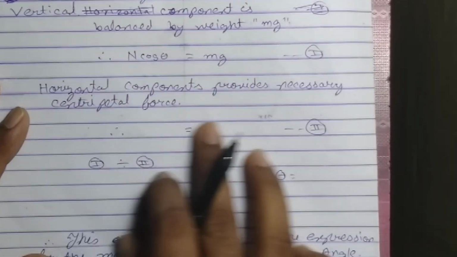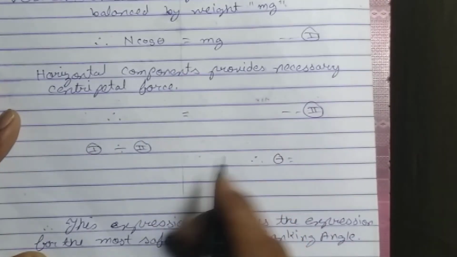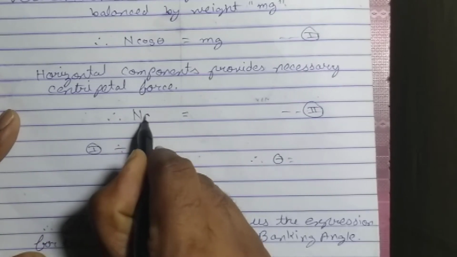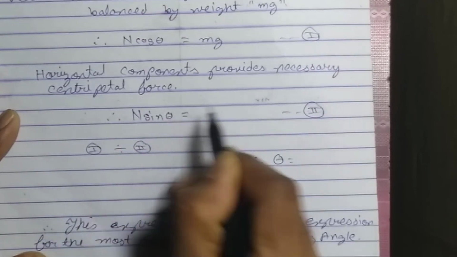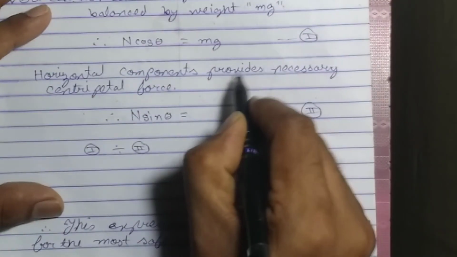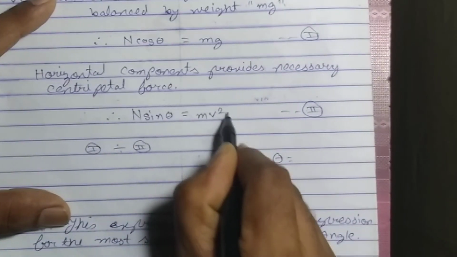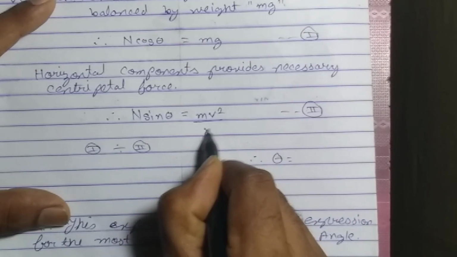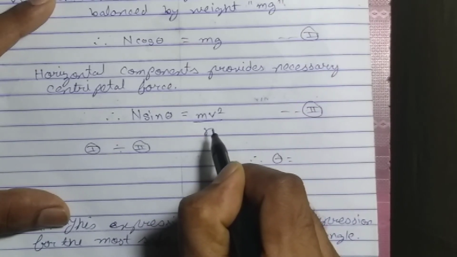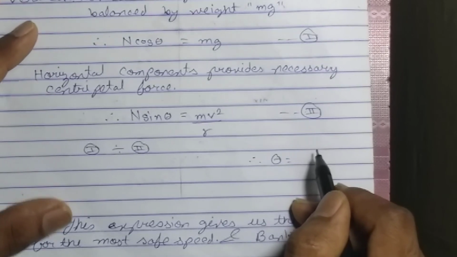As I told you, the horizontal component will provide the necessary centripetal force. So the horizontal component here, students, is N sin theta, which provides the necessary centripetal force. The formula for centripetal force is mv square upon r, where r represents the radius of that particular circular track. This is equation 2.